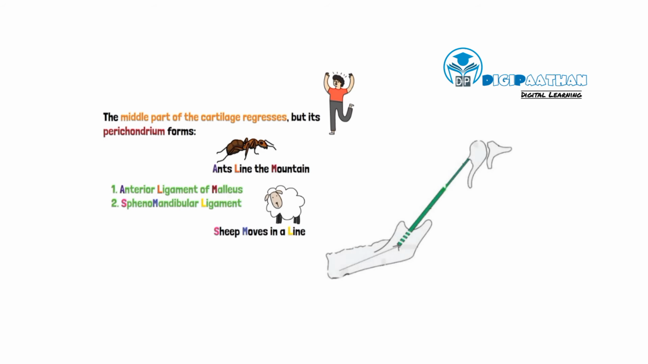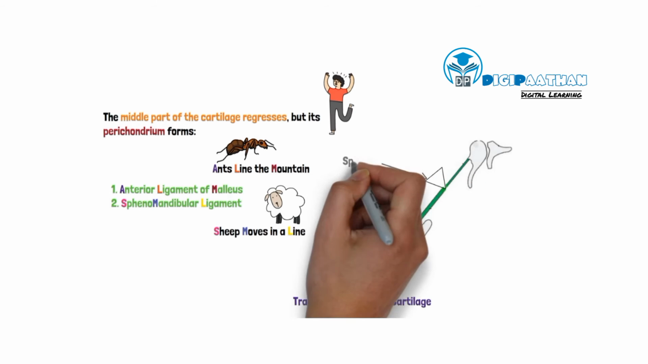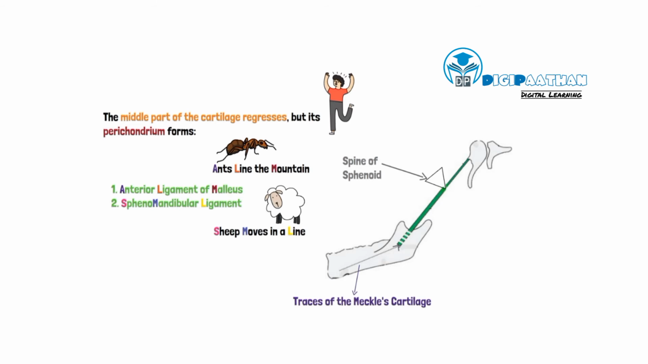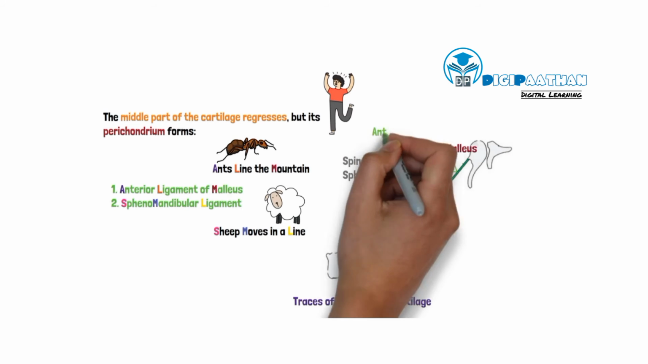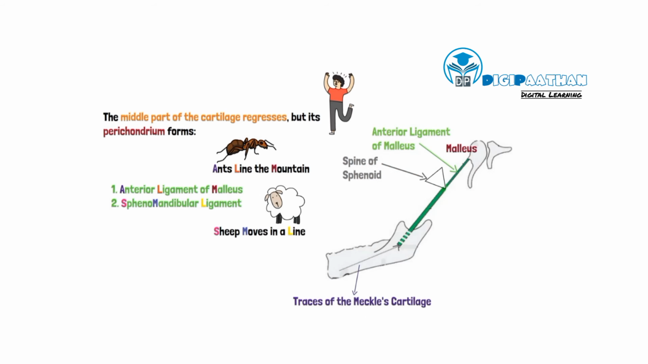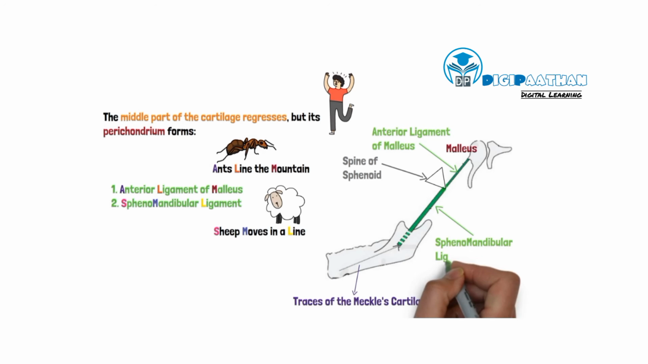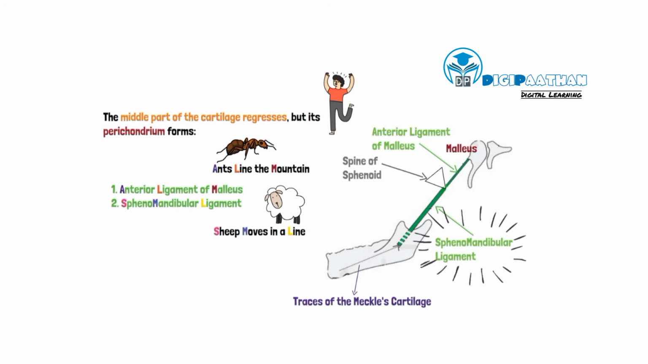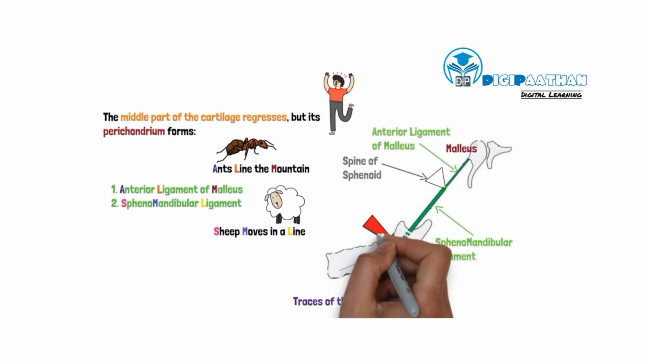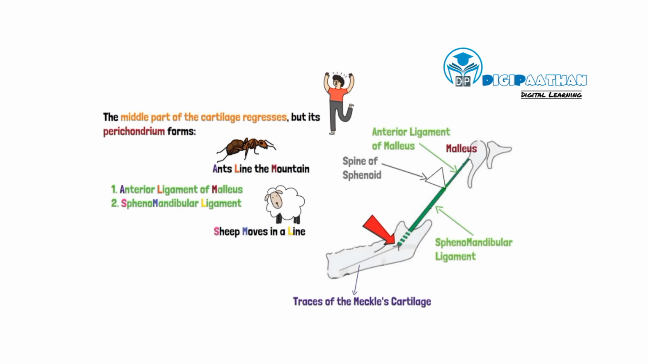Now let's look at it diagrammatically. Over here we have the traces of the Meckel's cartilage. Right here is the spine of the sphenoid bone. So over here between the spine of the sphenoid bone and the malleus, we have the anterior ligament of the malleus. Then we have the sphenomandibular ligament between the spine of the sphenoid bone and the lingula. The sphenomandibular ligament attaches to the lingula of the mandible.